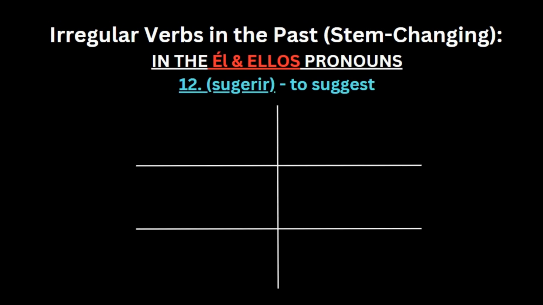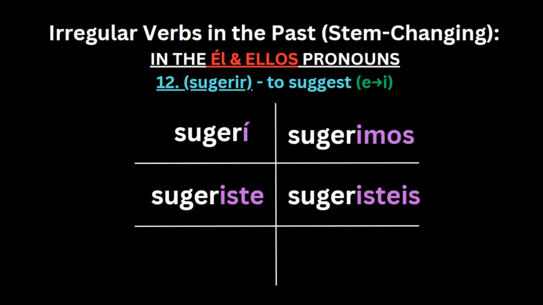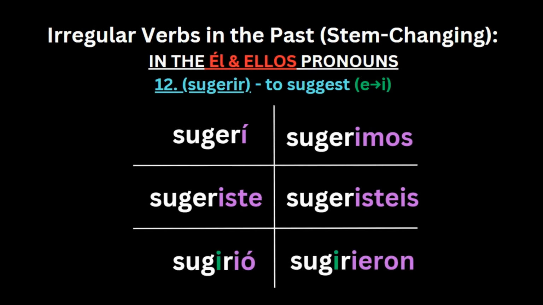Taking a verb like sugerir, for instance, it's a stem-changing verb that falls into the e to i category, and it follows the normal conjugation pattern of verbs ending in ir, except for él and ellos.